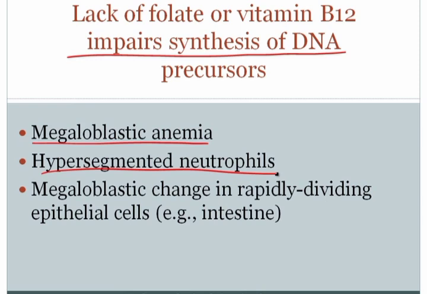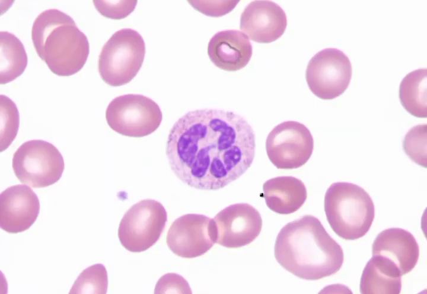Another change that we're going to see if folate or B12 is deficient is megaloblastic change in all rapidly dividing cells. So for example, if we were to look at the gut, we would see enlargement of the epithelial cells within the gut. Here's a picture of a hypersegmented neutrophil, and basically the notion here is that this neutrophil has 1, 2, 3, 4, 5, 6, 7 lobes, and again anything greater than 5 is abnormal.